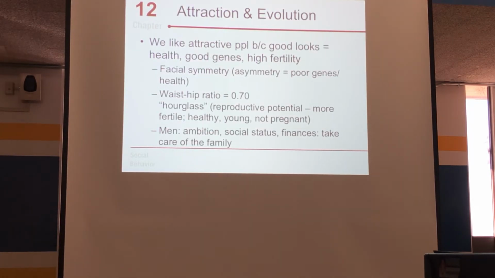Okay, so why do we like attractive people? What does attraction kind of signify? Health. Good. And so facial symmetry, right? That's something that signifies health. For women, do you remember the waist to hip ratio? 0.7. Because what does that indicate? Hourglass, but something that starts with an F. Fertility. Good.